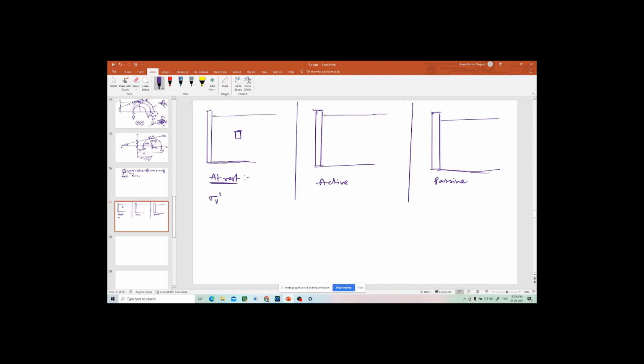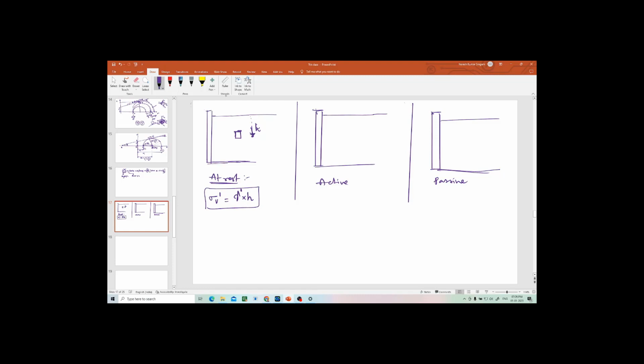calculate sigma v dash at any point. This is nothing but gamma multiplied by height, where gamma is effective unit weight. It may be gamma submerged, it may be gamma bulk, or it may be gamma dry. Gamma is nothing but unit weight multiplied by the height at which you are, suppose this is the point, then gamma multiplied by height equals the effective stress at that point. Okay, this is what I told you. This is nothing but the vertical stress at that point.